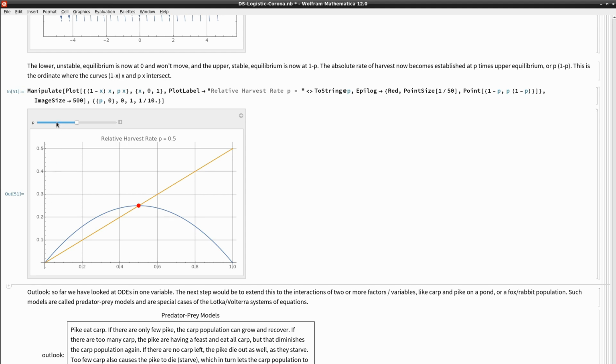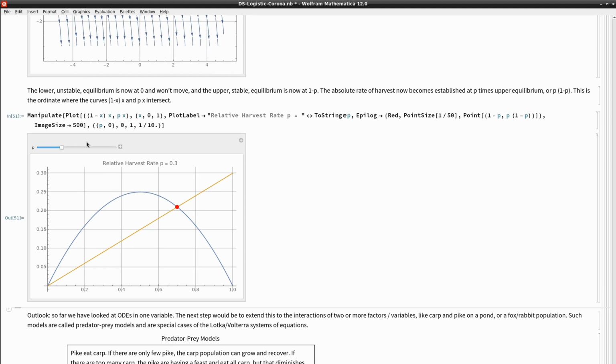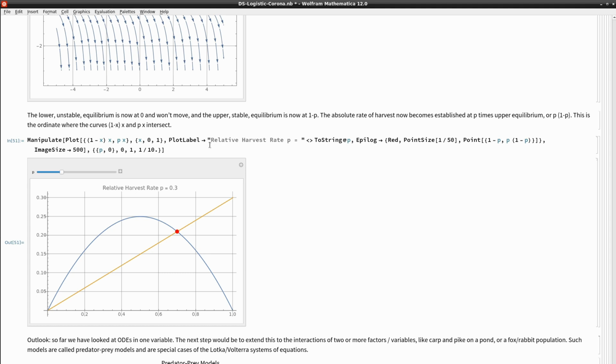So this is a safer way to use the harvesting, and I emphasize again that in this case the lower equilibrium, the unstable equilibrium, does not move up. That's a little bit of a help, right? But we can still over harvest. It's still better to have the unstable equilibrium fixed, at least not moving upwards, and the stable equilibrium at 1 minus p.